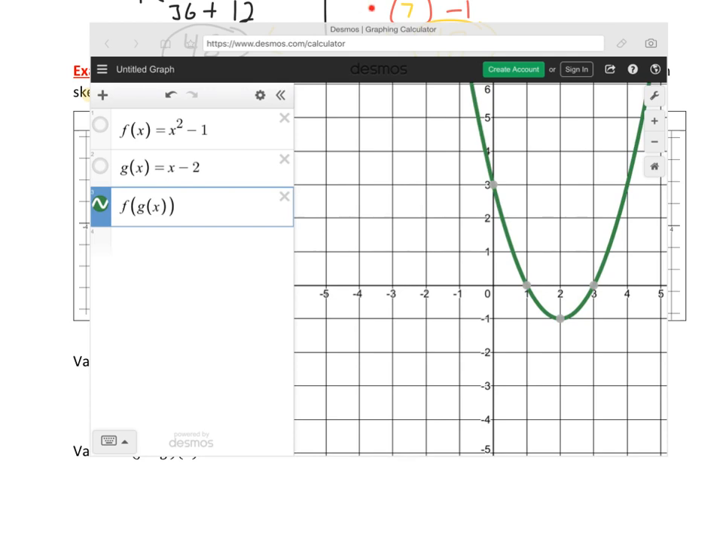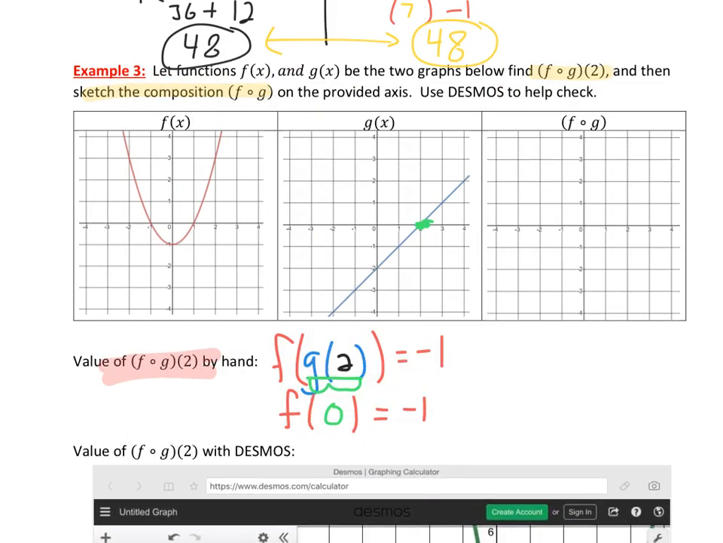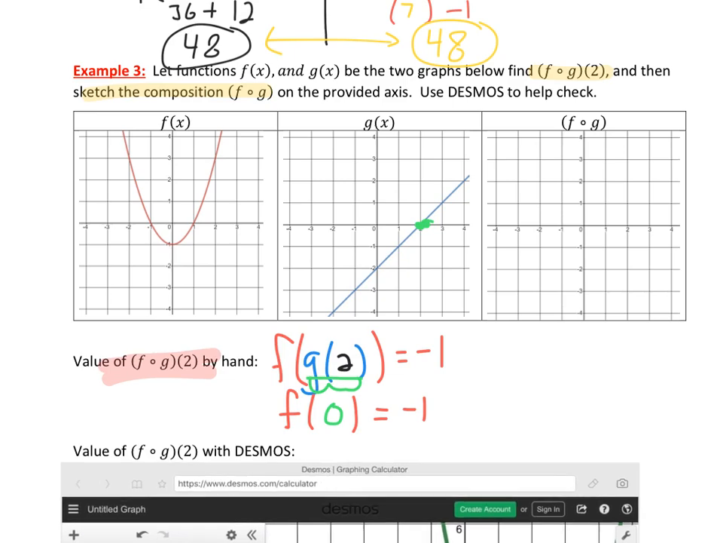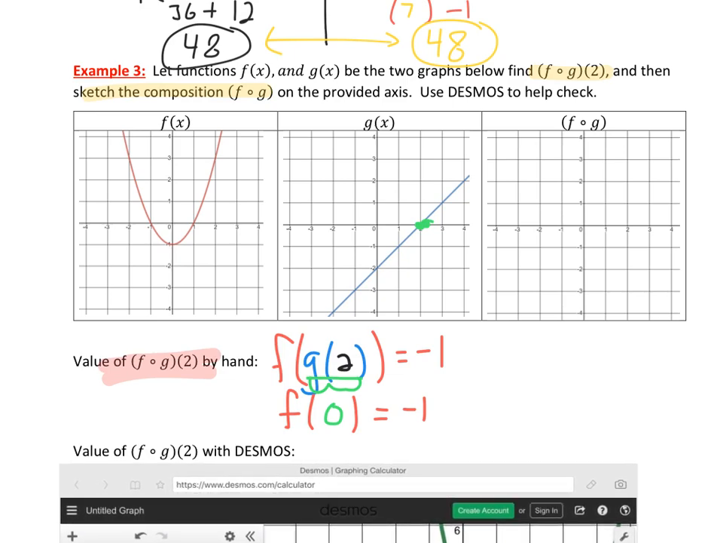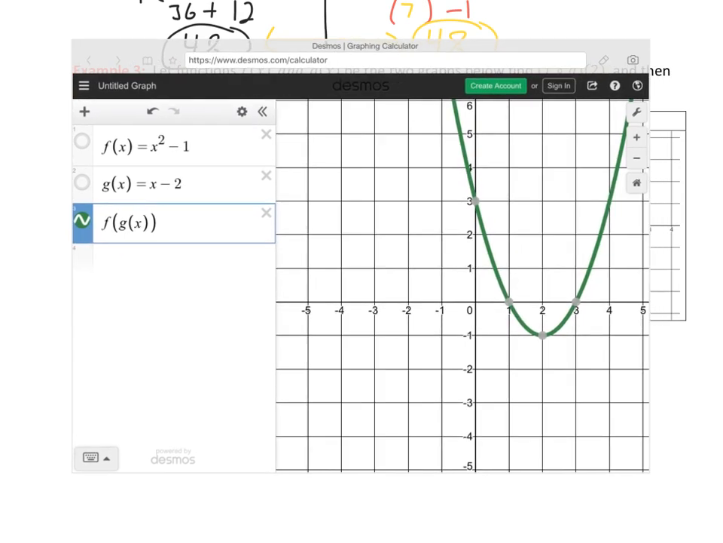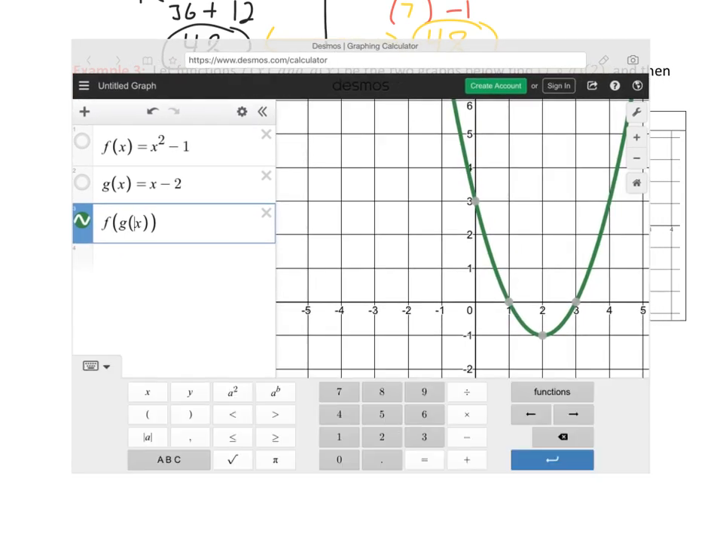Our question does also ask us to find the value right above the window here. Find the value of f of g of 2 with Desmos. So if I look at that, I can do it one of two ways. I can literally go in here and type in 2 instead of x, and it will tell me right away that the answer is -1. Or I can do it this way and use the graph, which I like to do myself.